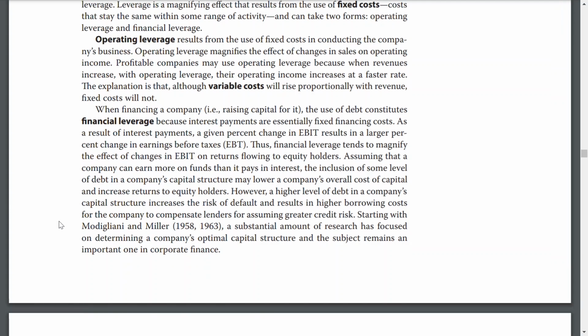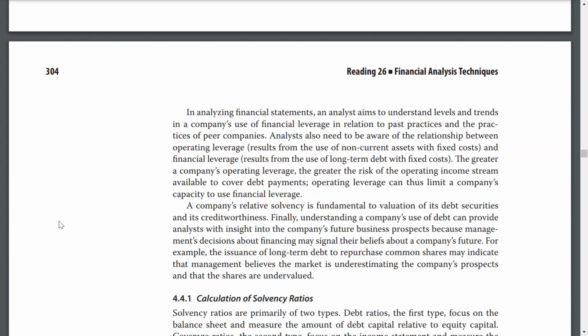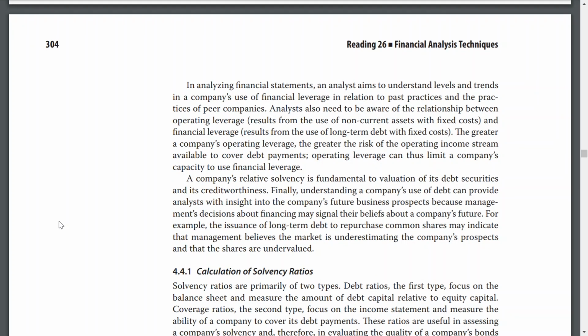A substantial amount of research has focused on determining a company's optimal capital structure, and the subject remains important in corporate finance. In analyzing financial statements, an analyst aims to understand levels and trends in a company's use of financial leverage in relation to past practices and practices of peer companies.